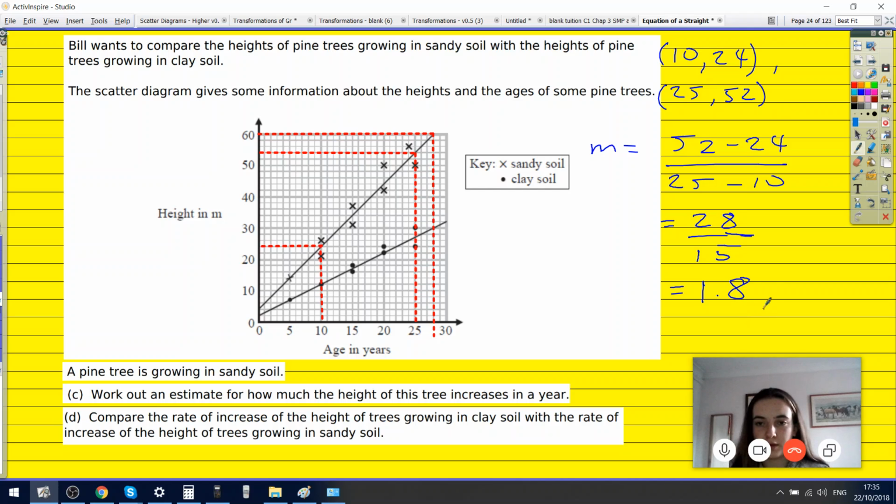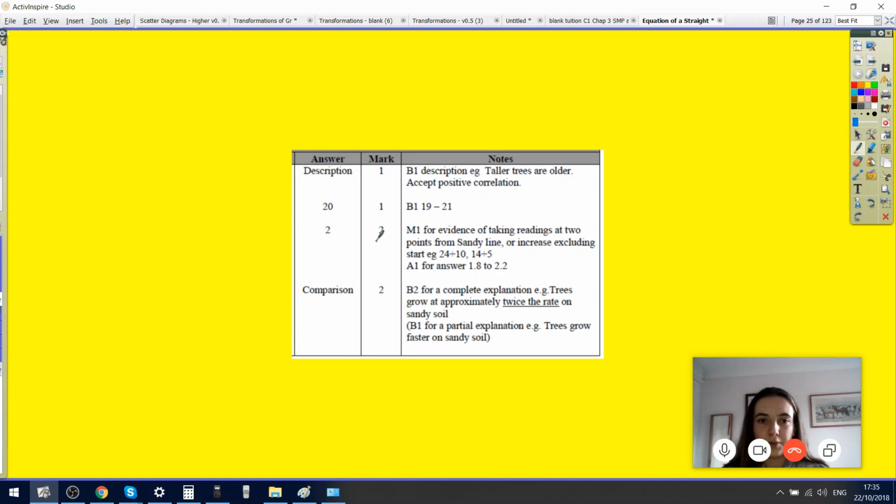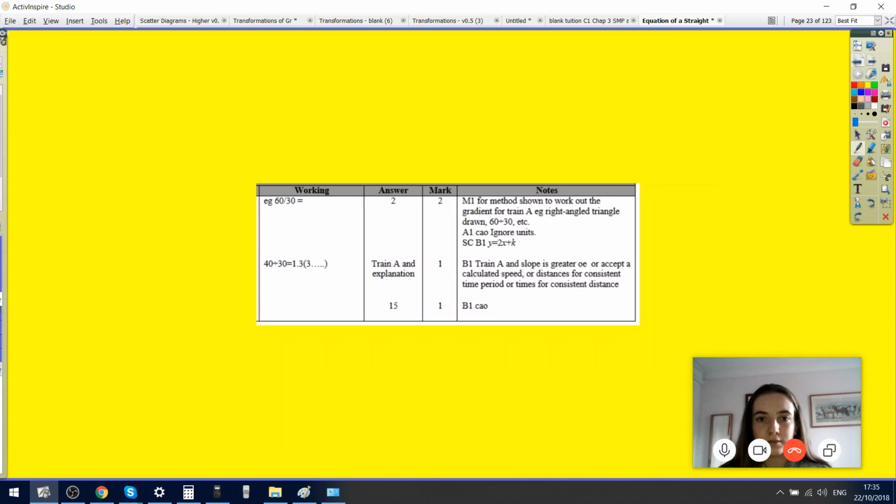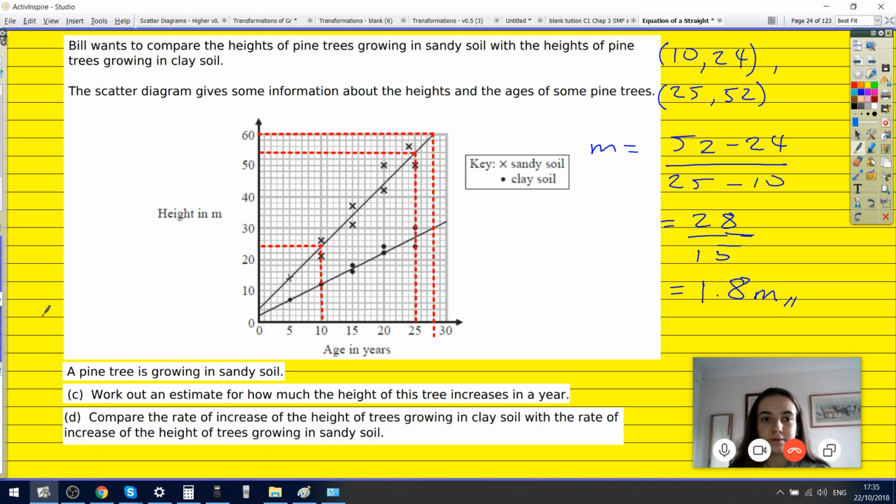Okay. And what will be the unit? Meters. That's it. So the gradient is the increase of 1 in x. Any questions there? Nope. They're saying it's 2.0. Is that the right one? I was taking two readings. So 1.8 to 2.2. That's fine. Yep. Compare the rate of increase.